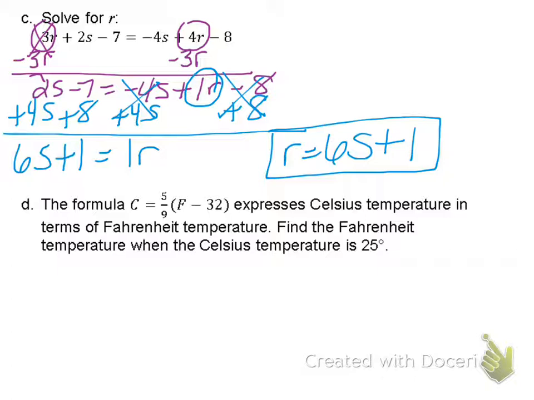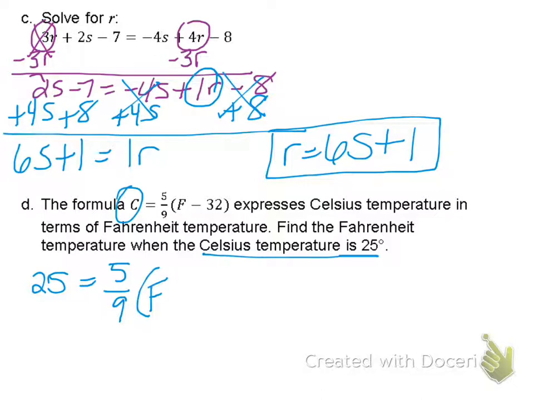So that is the way I am choosing to do it. So we're going to plug in 25 for C because we know that it's 25 degrees Celsius. And we're going to have 25 equals 5/9 times the quantity of F minus 32.